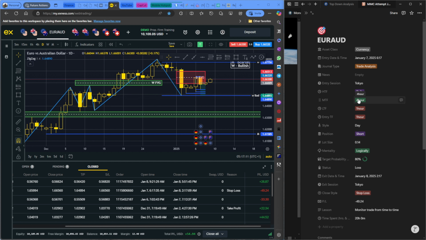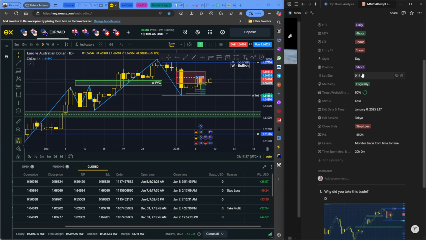My entry time frame is always on the lower time frame view, which is the 1 hour. This calculation tells me if it's a day trade, scalp trade or swing trade. So this is a day trade based on my entry. I use a lot size of 0.14, not really high, but more like a percentage of my account. I always trade with 0.5% of my account balance.